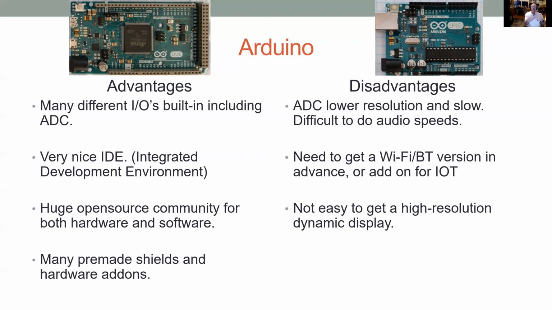So if you're trying to do any audio processing or VAS processing, they're not so good. And also, this is especially where you want to look in advance to make sure that you select the right one in advance if you want Wi-Fi or Bluetooth. You know, it's tougher to add on the Wi-Fi shield, I found, than to have one already built in. The other thing is it's tougher to get those nice high resolution dynamic displays on the Arduinos. You can get small displays, but not the high resolution dynamic ones.